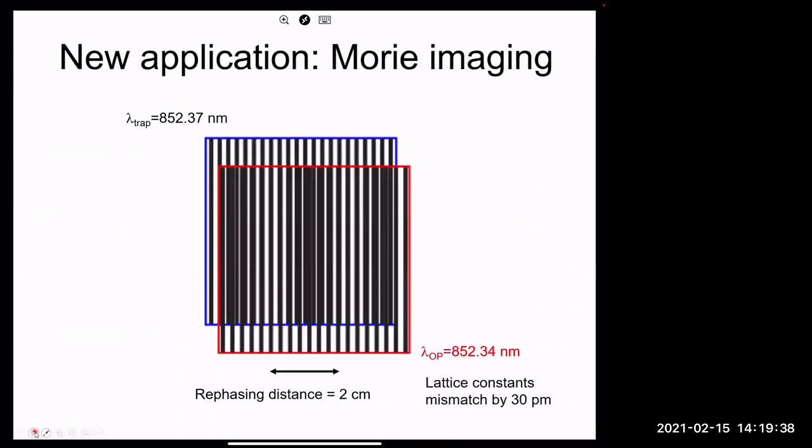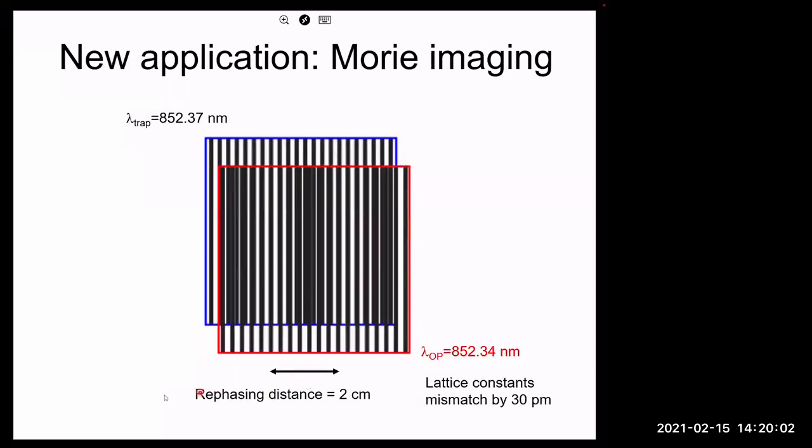The second interesting behavior that we didn't expect. That's one good thing about doing experiments: there's always something new to discover. Remember, we localize atoms in the trap, in the blue lattice, and then we probe the atoms with optical pumping in the red lattice.